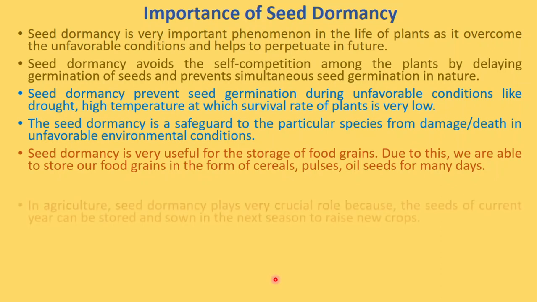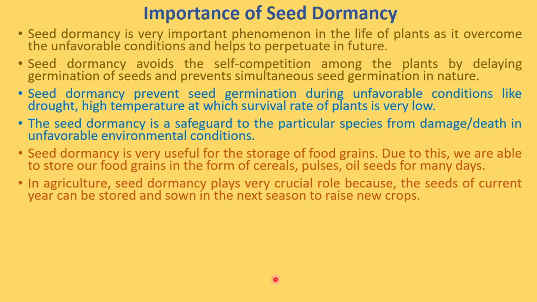In agriculture, seed dormancy is very important. It plays a very crucial role. Why? The seeds of the current year can be stored and sown in the next season to raise new crops. So due to the mechanism of seed dormancy, we can store the current year seeds well and use them as seeds in the next season. And it is possible only due to the mechanism of seed dormancy.